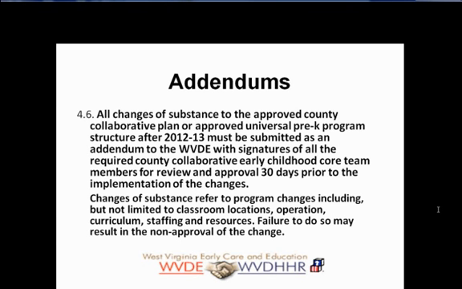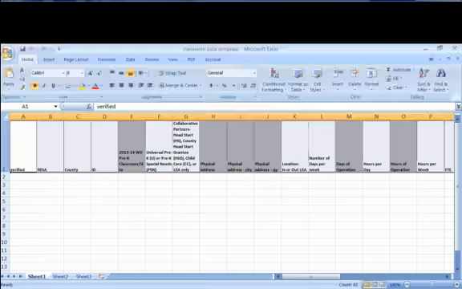We know that sometimes things happen and you sometimes have to act last minute, but we try to be pretty flexible with that. And changes of substance refer to the program changes, including but not limited to classroom locations, operation, curriculum, staffing, and resources. And so I want to show you an example of the classroom data header.